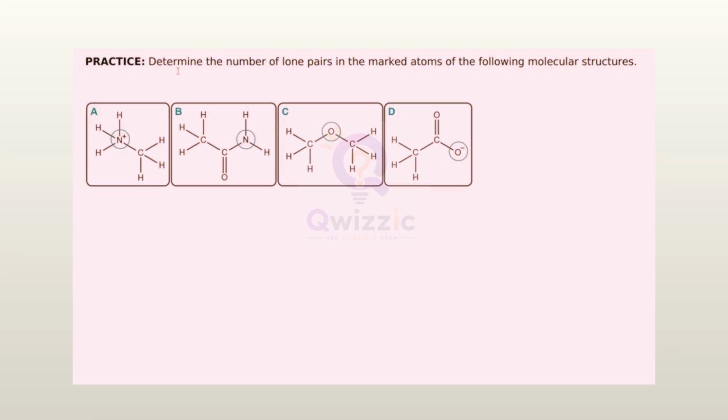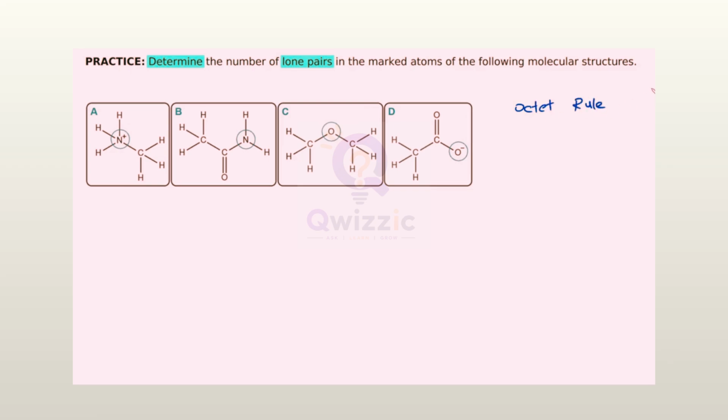In today's video, we're going to determine the number of lone pairs in the marked atoms of the following molecular structures. Before we look at these structures, let's remember that it's very simple to identify the number of lone pairs for basic atoms such as nitrogen and oxygen, because these are the atoms that we're looking at. Specifically, whenever we want to do that, we have to remember the octet rule.